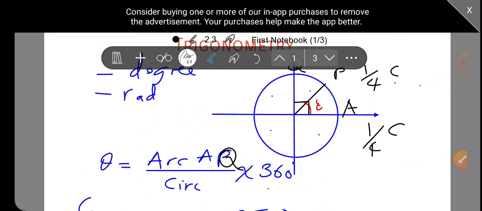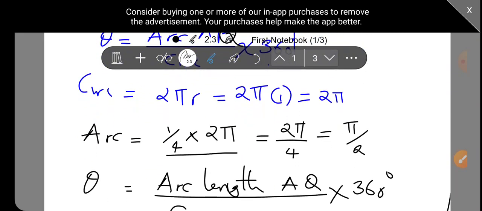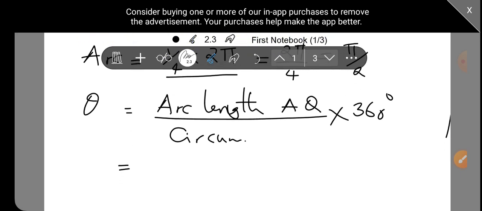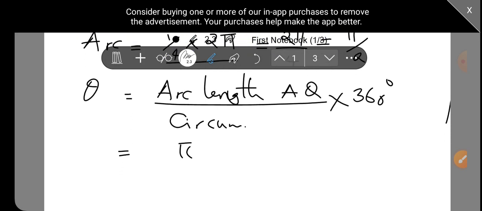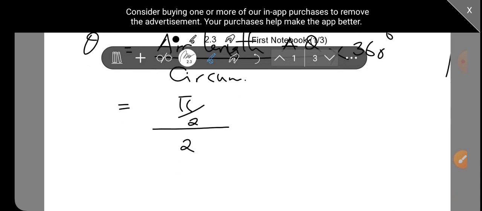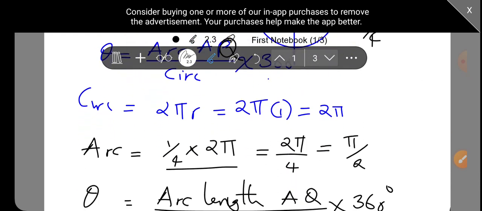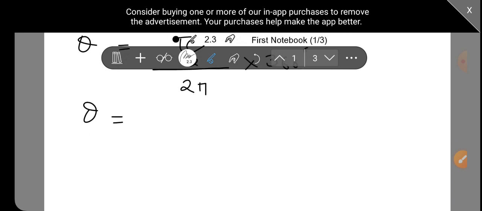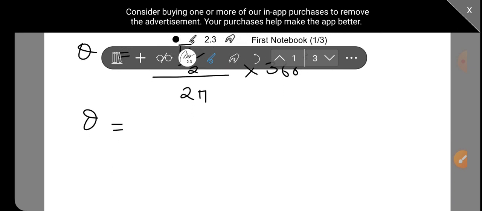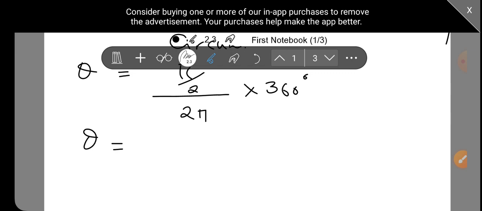All right, so what's my arc length? Because I've shifted, it's now at Q, and Q is the same as 1 over 4th, which is pi by 2. So my arc length there is pi by 2, divided by circumference, which is 2 pi, times 360 degrees. So this new theta I'm talking about is going to be equal to pi over 2, this pi and the pi will get cancelled. I hope you're able to see that, right?